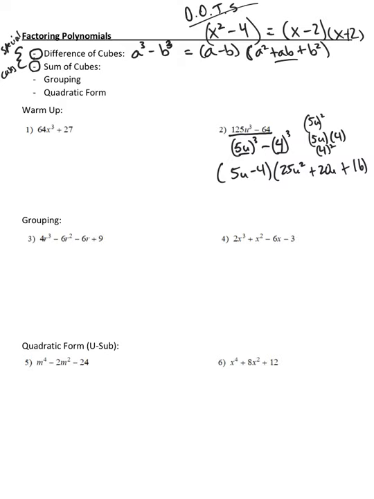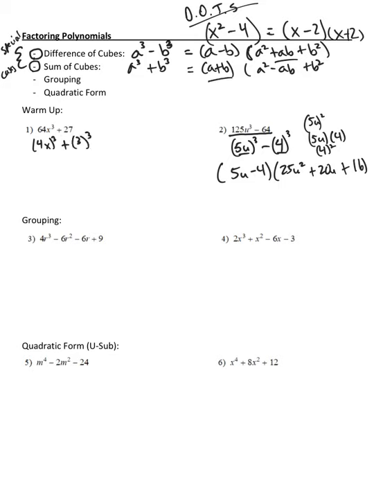A sum of cubes factors to, so sum of cubes, adding two cubes, that's going to be a plus b times a squared minus a times b plus b squared. So example 1 here, that's a sum of cubes. That is 4x cubed plus 3 cubed.